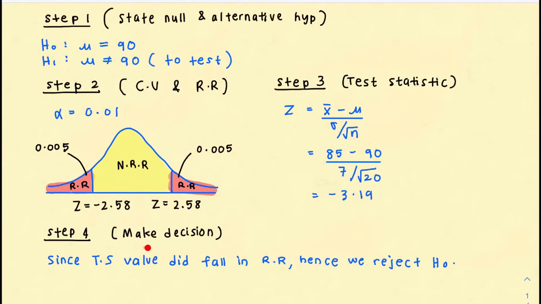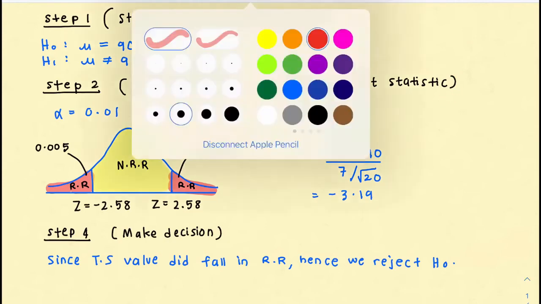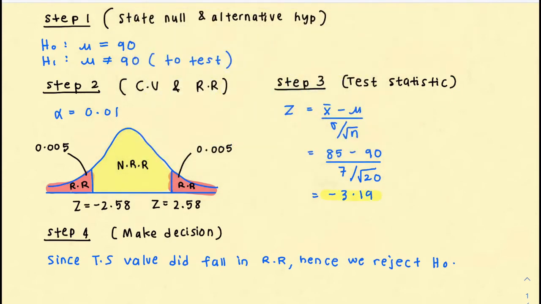Step number 4 is make a decision. Your decision is based on the test statistic value. Your test statistic value just now is negative 3.19. So check whether this value falls in the rejection region or non-rejection region. You have negative 3.19, that will be somewhere at your rejection region. So what is your decision? Since the statistic value did fall in the rejection region, hence we reject the null hypothesis.